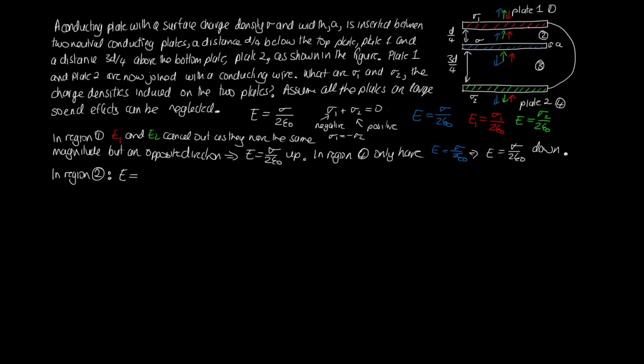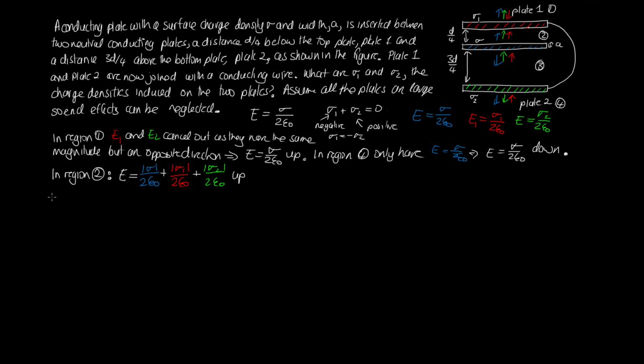So in region 2, the electric field is given by the electric field due to the inserted plate, which is sigma over 2 epsilon naught. And then we've also got the electric field due to the top plate, which is sigma 1 over 2 epsilon naught. And then the electric field due to the bottom plate, which is sigma 2 over 2 epsilon naught. And in this case, this is up.